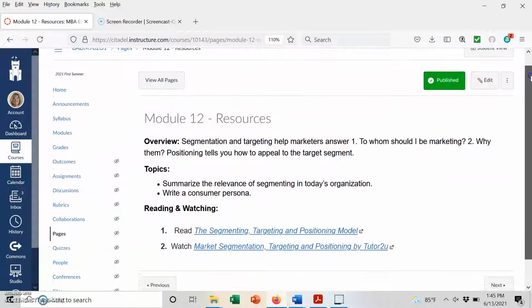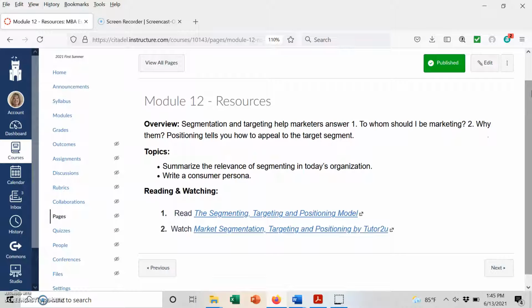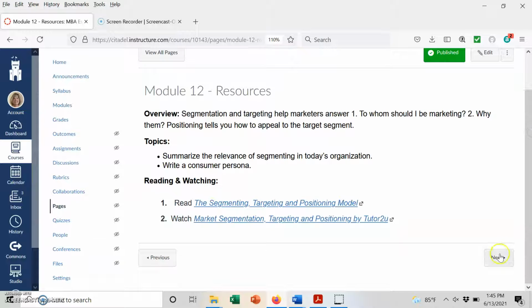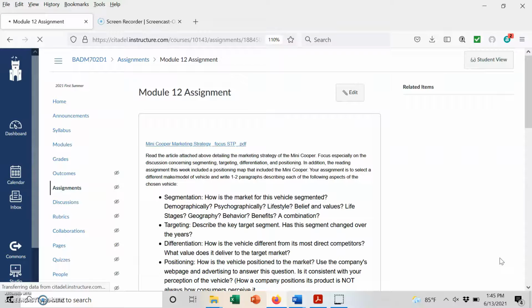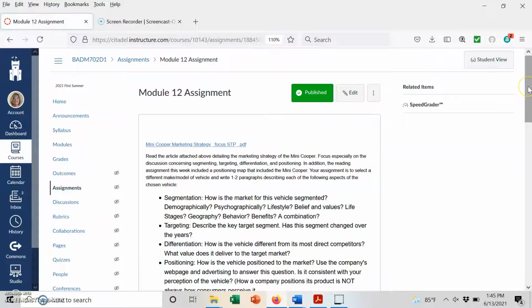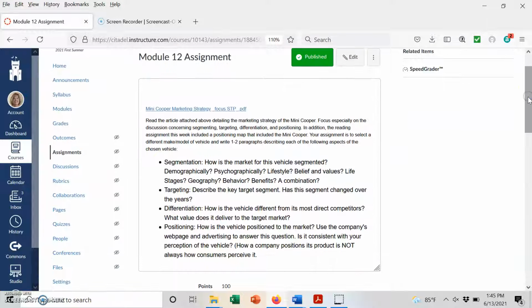And then module 12 is talking about some specifics about marketing, segmentation, and positioning. So marketers are trying to figure out to whom should I be marketing and why. And positioning tells you how to appeal to that group. So you have a reading and a video to give you some information about those. And then here's a specific case study about the Mini Cooper.